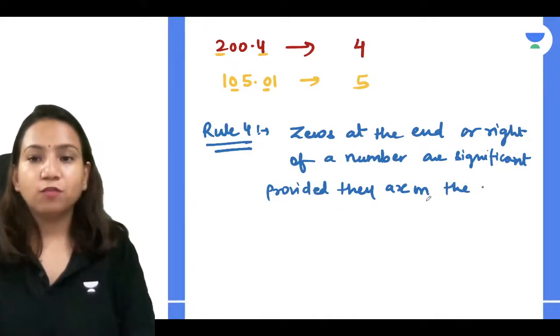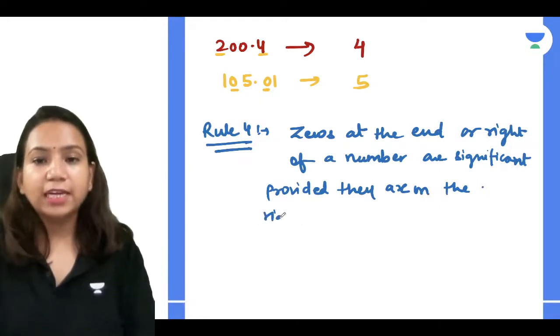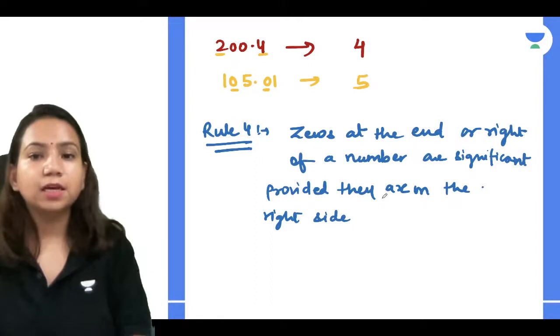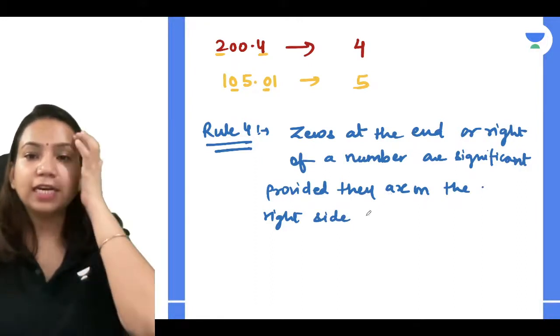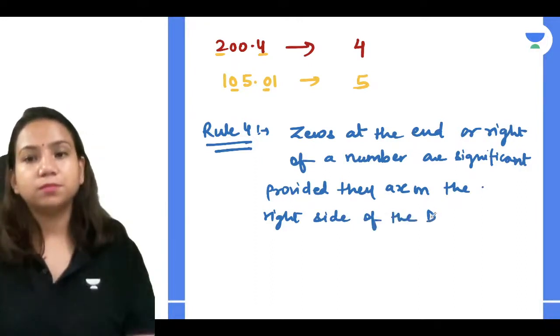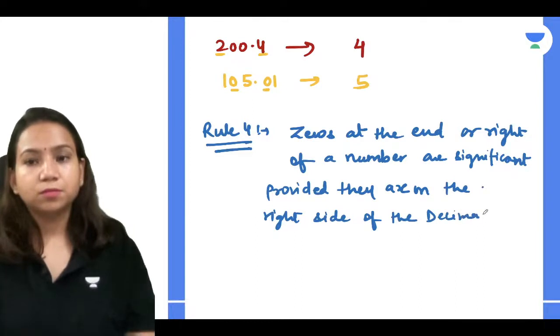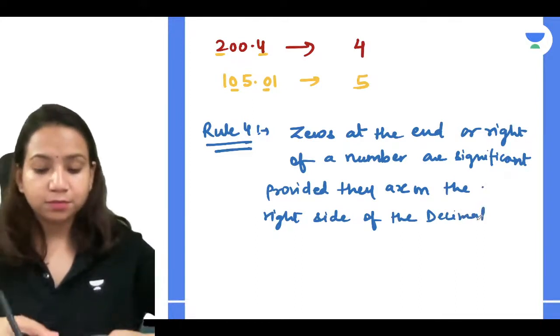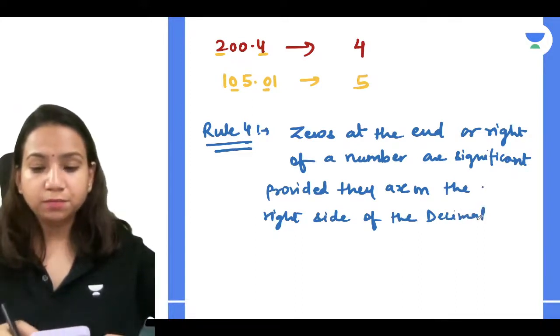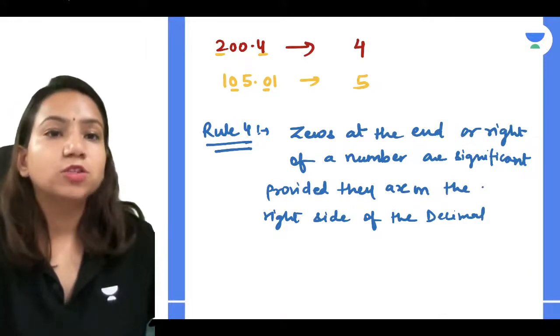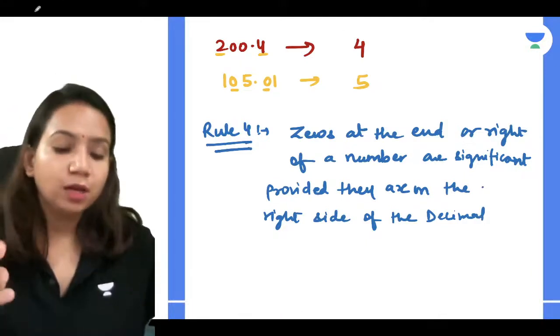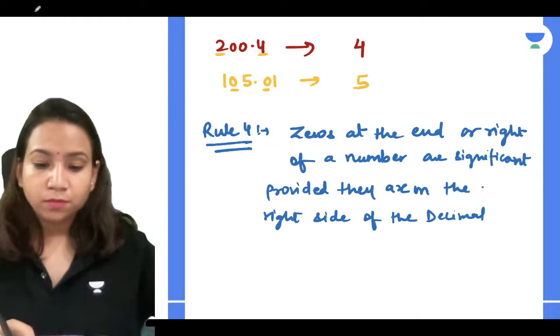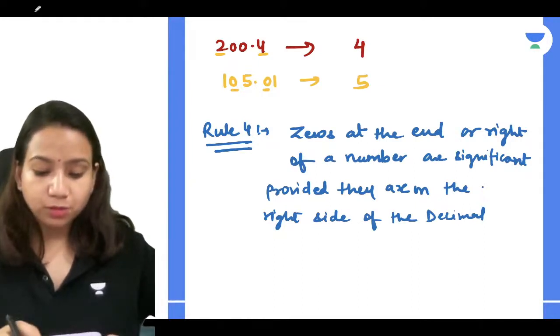Provided they are on the right side of the decimal. Correct, guys? Tell me, everyone. What you have to know is very simple.